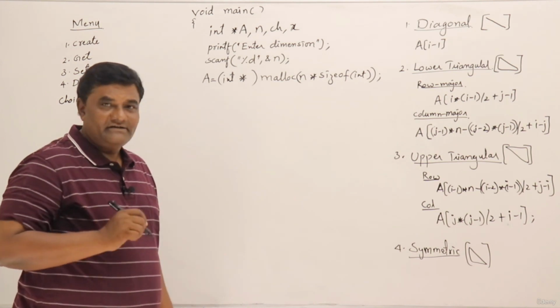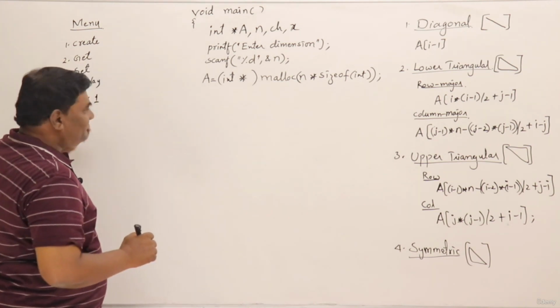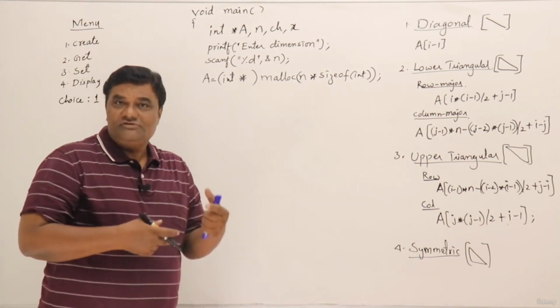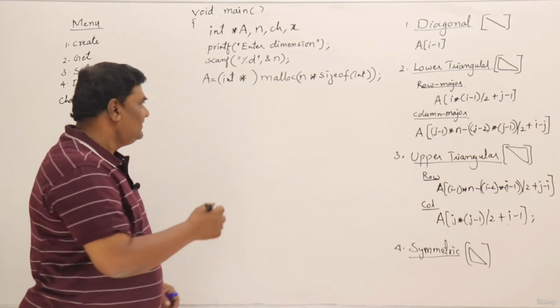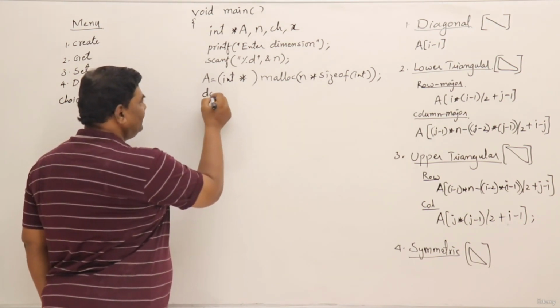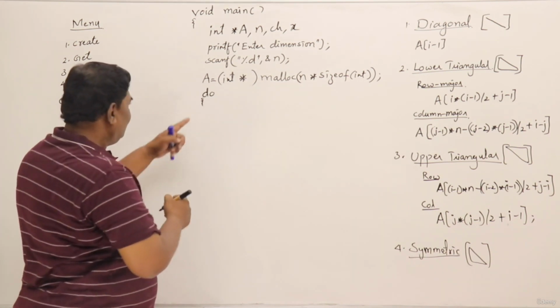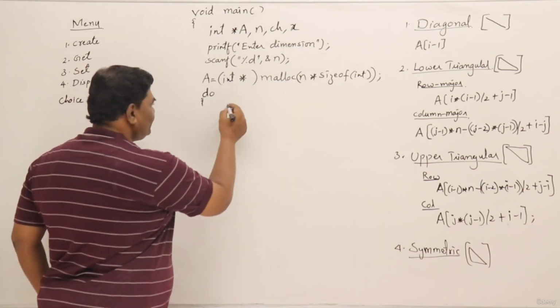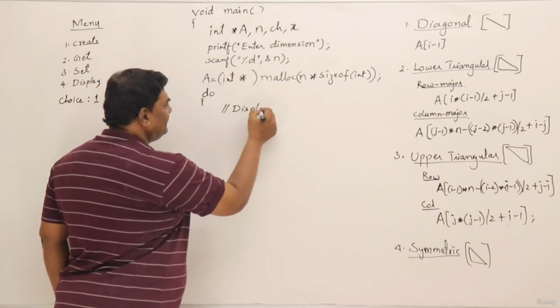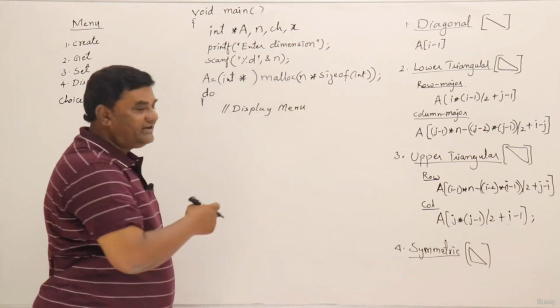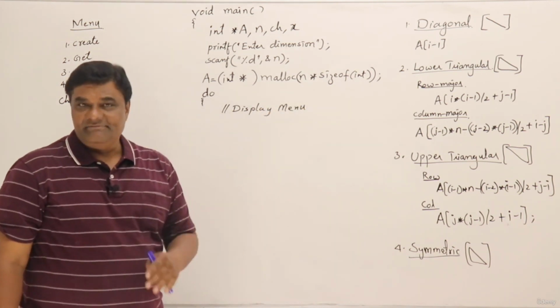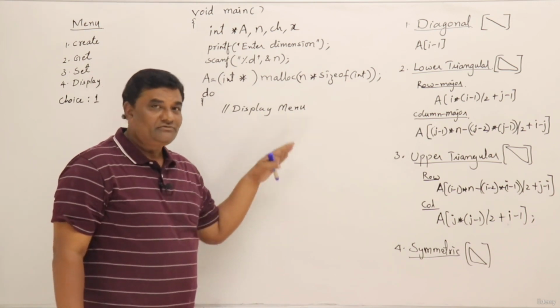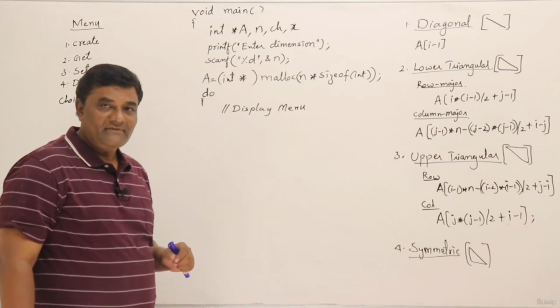Now next thing, program should display a menu, and that menu should be repeatedly available. So let us write down this whole code in a loop, that is do while loop. In the beginning, it should display the menu. So I will say display menu. So using printf, we can display this one. So 5 to 6 statements I require for displaying the menu. So I am not writing that code.